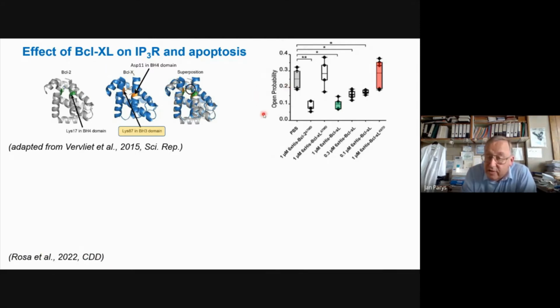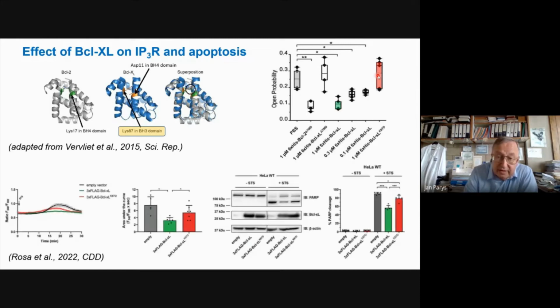The first experiment I want to show was performed in collaboration with David Hewlett, in the lab of David Hewlett, and shows the open probability of the IP3 receptor in control conditions, in the presence of BCL-XL, and in the presence of BCL-XL where this lysine 87 is mutated to an aspartate. And you can see how critical this lysine 87 is, as the inhibition of the IP3 receptor, which is clearly seen with wild type BCL-XL, is completely abolished.